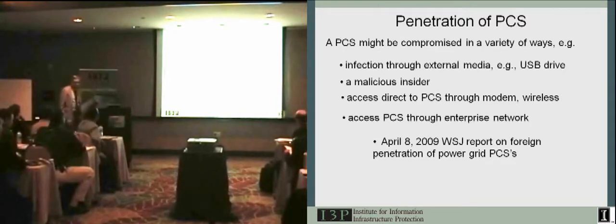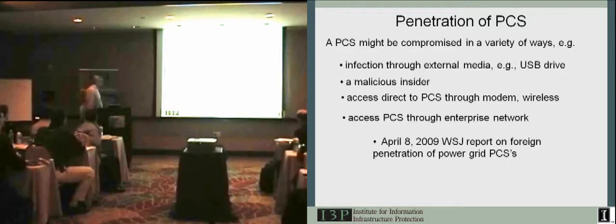But the one that we're really interested in here is access through the enterprise network. And just to give you an example of this, on April 8th there was a report in the Wall Street Journal that I'm sure most of you have heard of, if you didn't read it yourself, that indicated that intelligence agencies thought that there was some foreign penetration of power grid PCSs. Now, I assure you that those foreign penetrations did not come in through USBs and probably didn't come through malicious insiders. Unlikely they came through modem and wireless, and more probably than not, they came in through the outside.